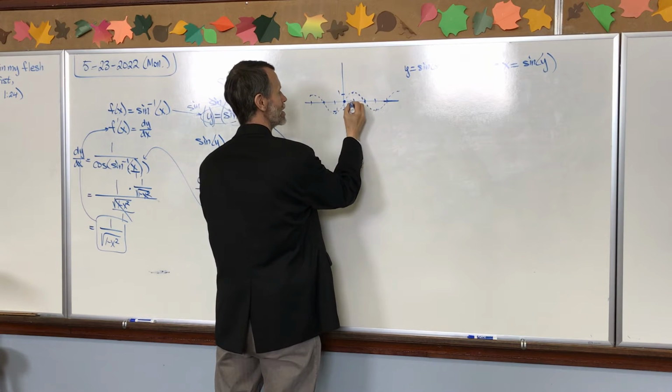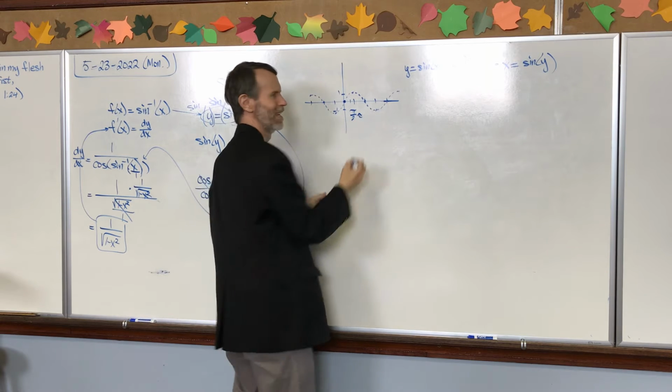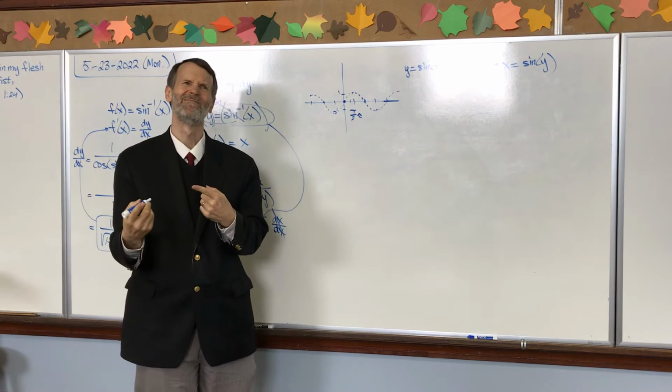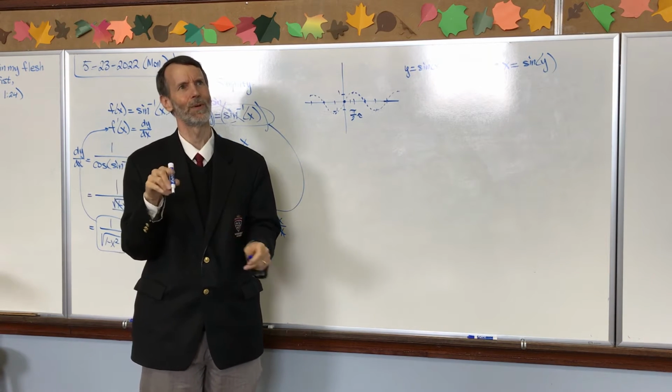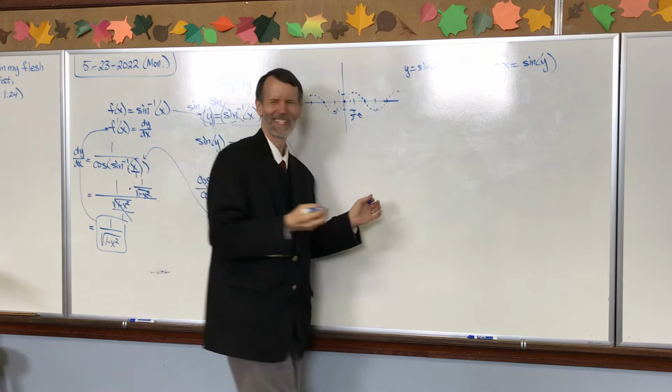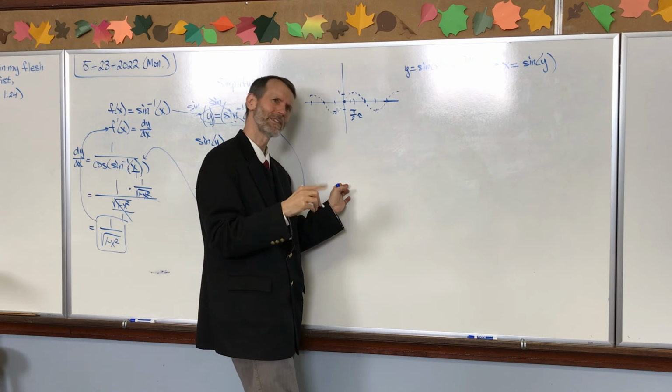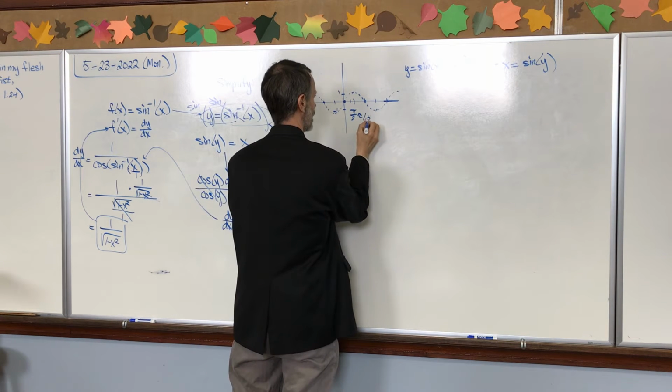Max. This is, by the way, pi over 2, which is approximately 1.6 something? 1.57.